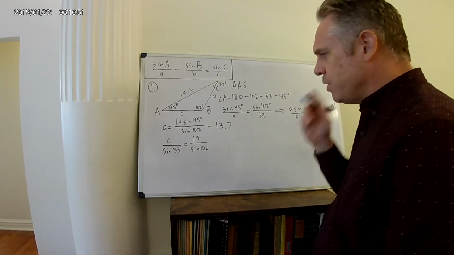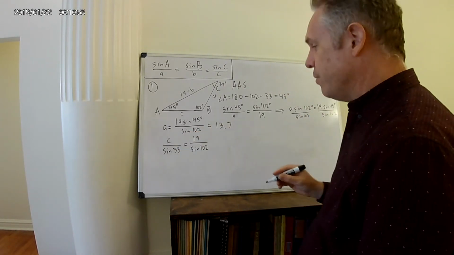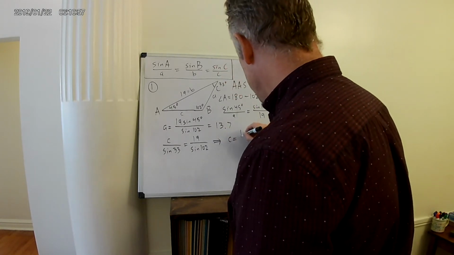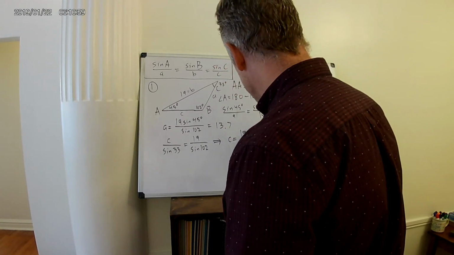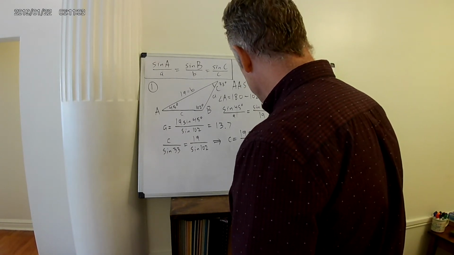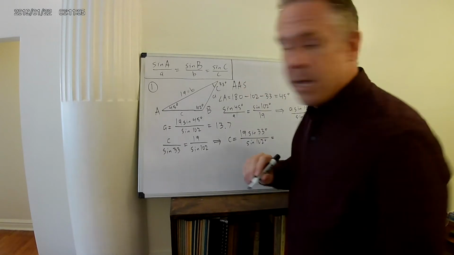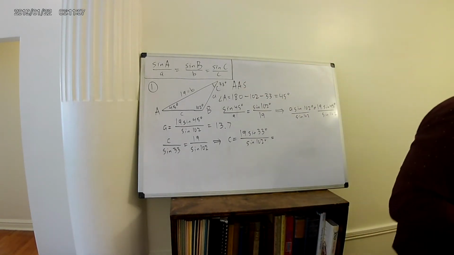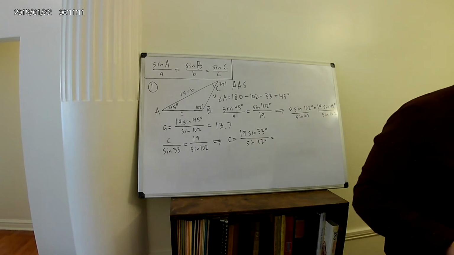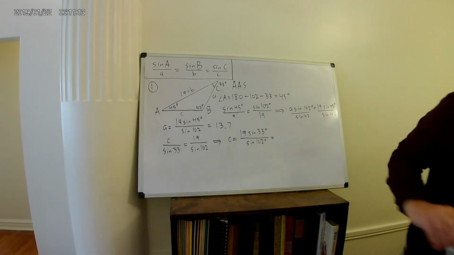To solve this equation, we multiply both sides by sine of 33. So this leaves us with C equals 19 times sine of 33 degrees divided by sine of 102 degrees. And if you plug this in your calculator, this comes out to 10.5.